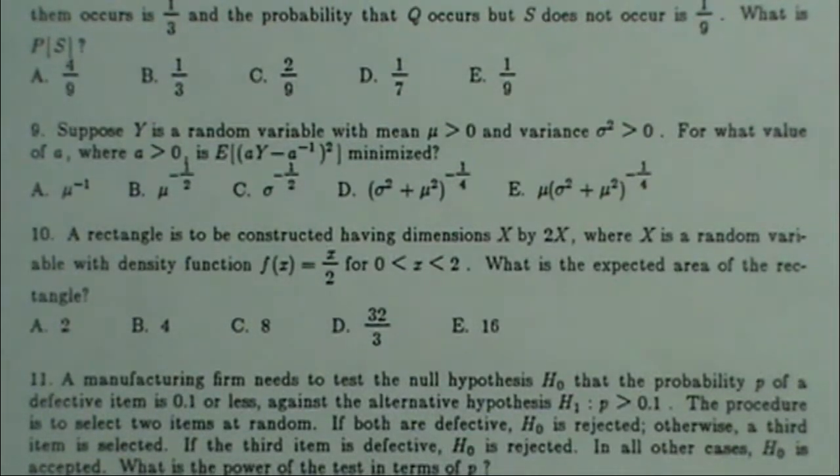Sample exam 5, problem number 10. A rectangle is to be constructed having dimensions x by 2x, where x is a random variable with density function f of x equal to x over 2, where x is between 0 and 2. What is the expected area of the rectangle?